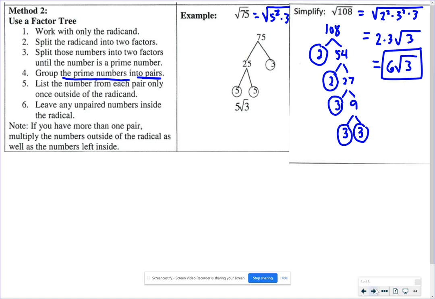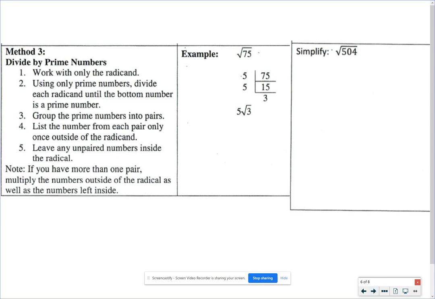Okay, final method. It's like the factor tree, just a little different way of organizing your factors. So method 3, divide by prime numbers, work with only the radicand again. Notice they keep saying that, work only with the radicand. If I had a number outside, we've already mentioned this, I think, if I had a number outside, that's 12 times the square root of 75. Anything that comes out is going to multiply with the 12 that's already there.